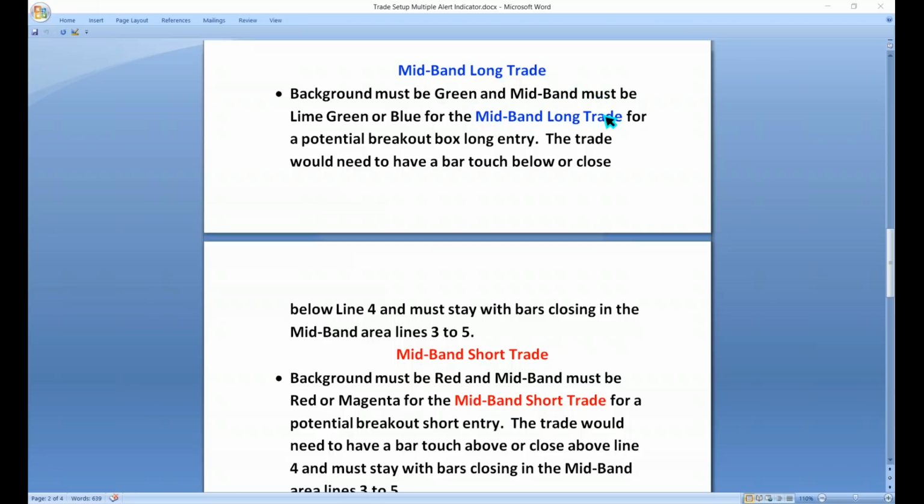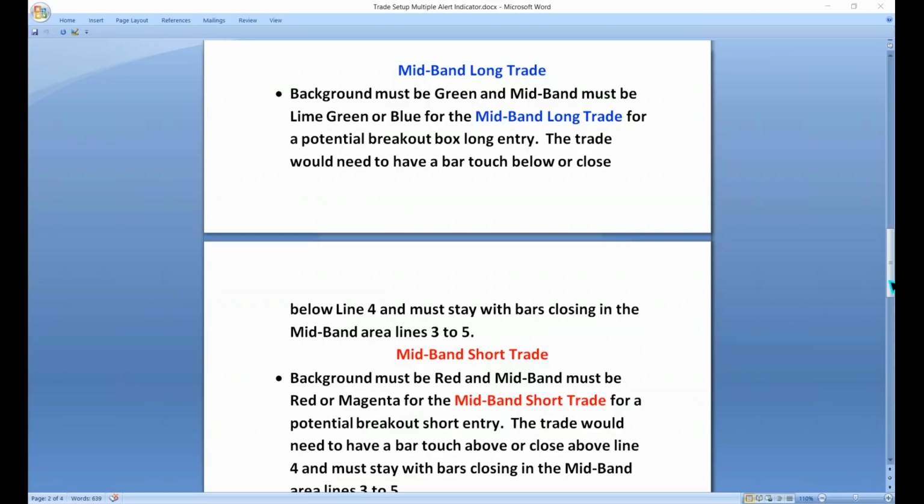Okay, so basically the background must be green and the midband must be lime green or blue for these midband long trades. And you want them to be stair-stepping in an upward direction. You're looking for a potential breakout, box long entry, or a trend line type trade. And the trade would need to have a bar touch below or close below line 4 and must stay with the bars closing in the midband area. The midband area, everybody knows, is line 3 to 5.